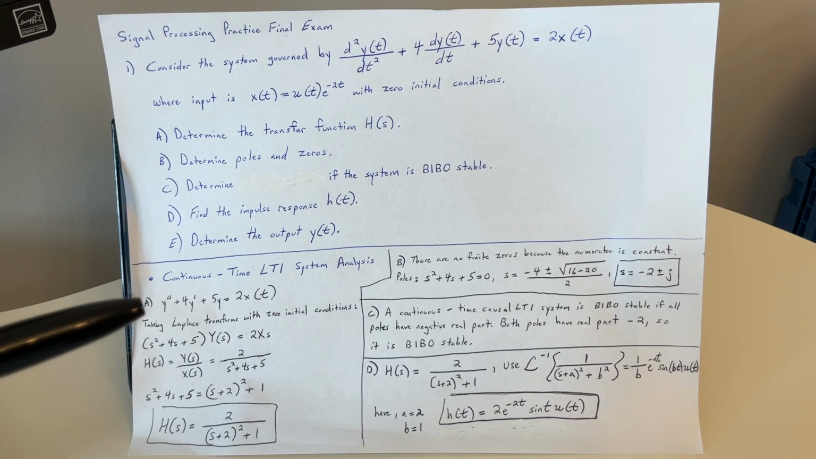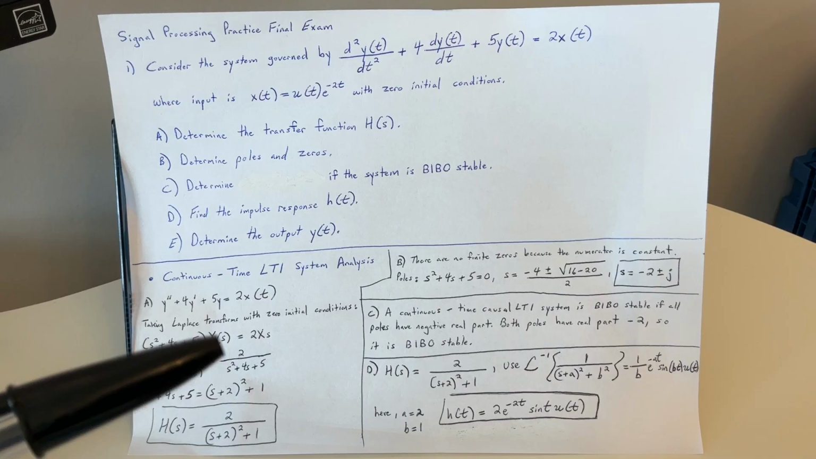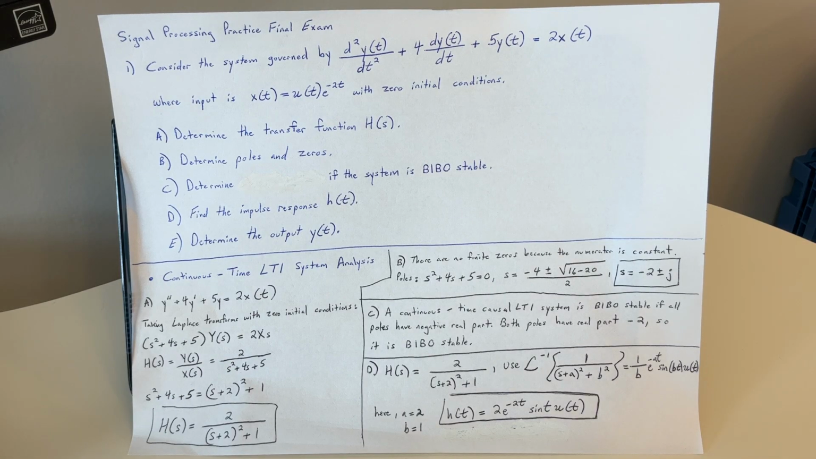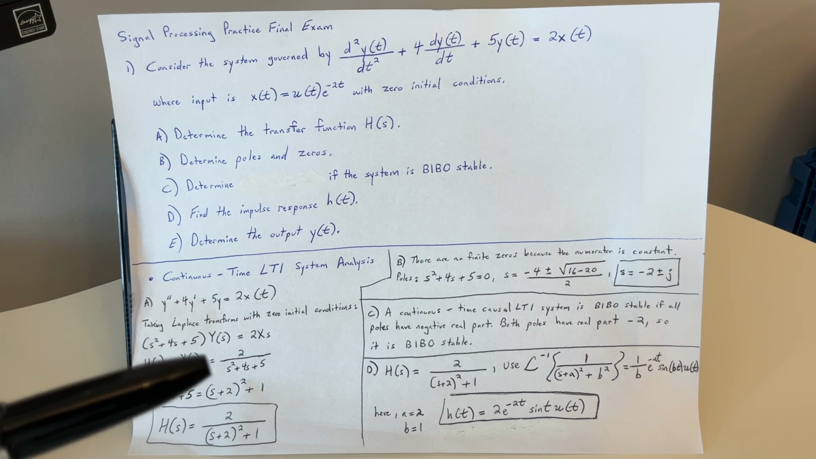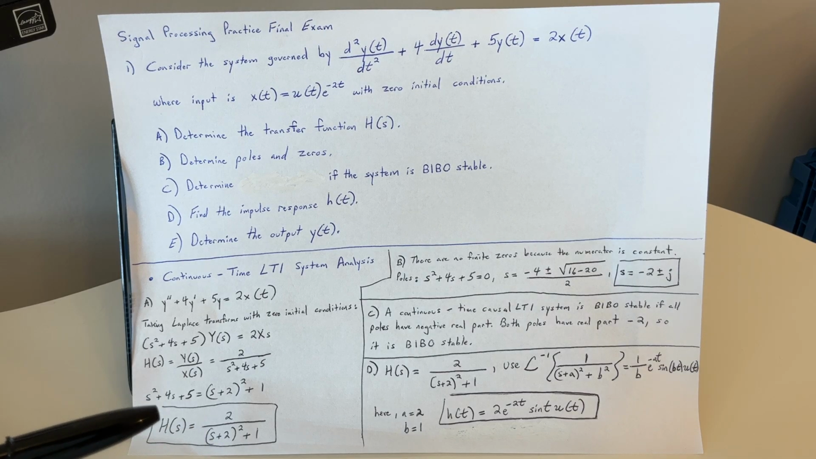So for part A, we write this as y double prime plus 4y prime plus 5y equals 2x of t. Taking the Laplace transforms with zero initial conditions, we have s squared plus 4s plus 5, that quantity, Y of s equals 2 X of s. H of s equals Y of s over X of s, and equals 2 over s squared plus 4s plus 5.